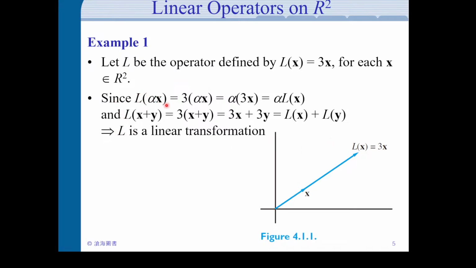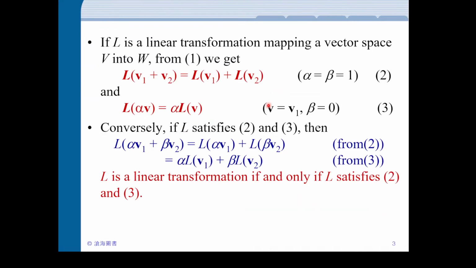So L of alpha x equals 3 times alpha x, and because multiplying by alpha and multiplying by 3 interchange, this is equal to alpha times L of x. Okay. So basically, we need to check this equation and this equation, and we check this first.